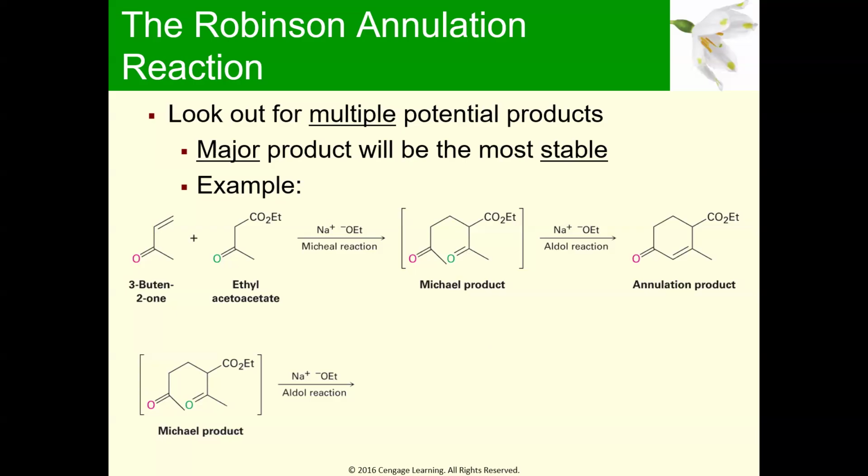So that is the Robinson annulation. Hopefully, if we have time, we'll do one more for practice, but not right now. Right now, we're going to move on to chapter 24. Oh yeah, here it is. I did draw this nicely and bring it up. This is the other potential product. But again, it's the same idea: the ester group and the ketone group are right next to each other. In this case, the ester group and the ketone group are directly across from each other.